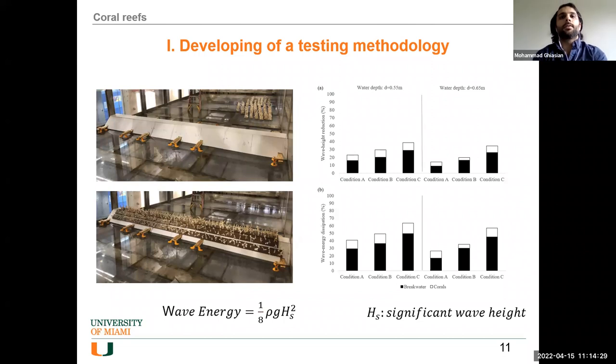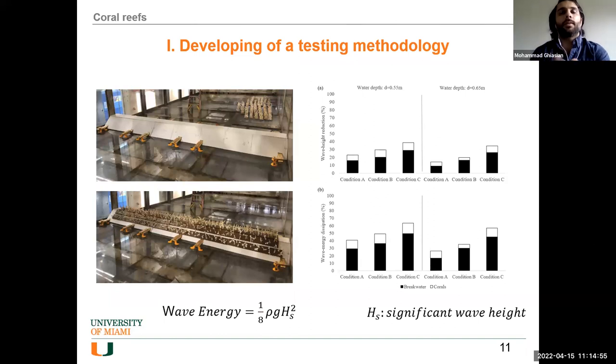So at the right, you see the wave height reduction graphs, and at the bottom of that graph, you see the wave energy dissipation, which can be calculated by having the wave heights, which is shown at the bottom of this slide. So in the general view, we can see the effects can be quantified very successfully here.